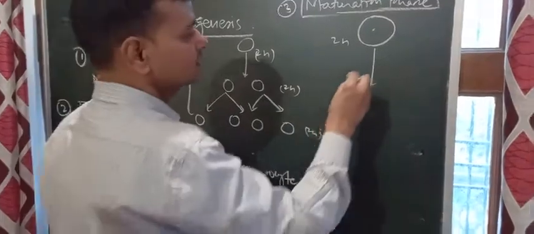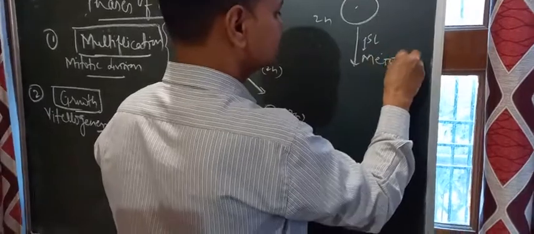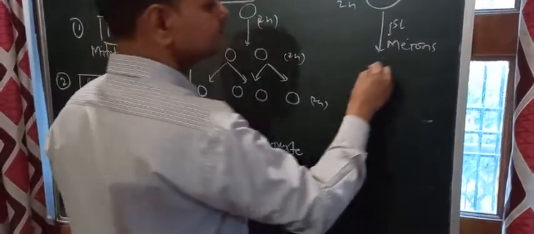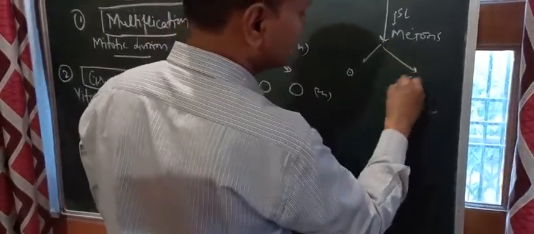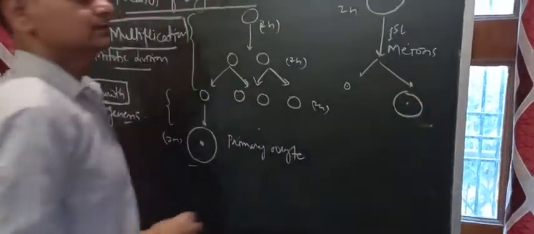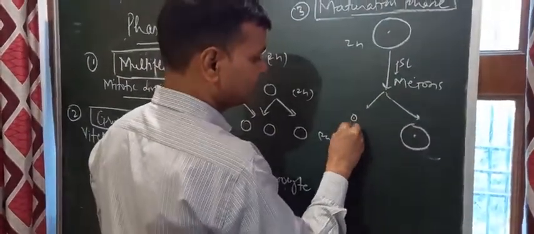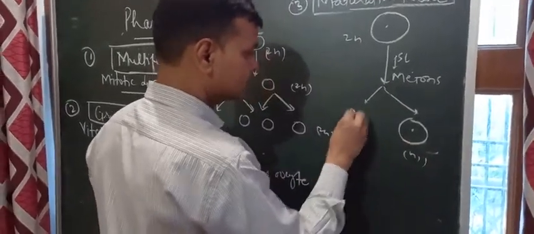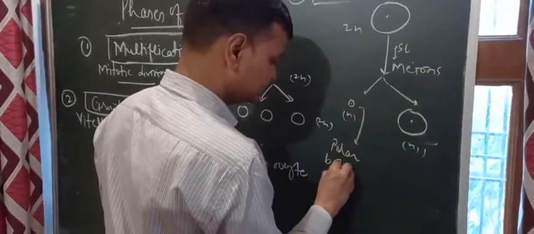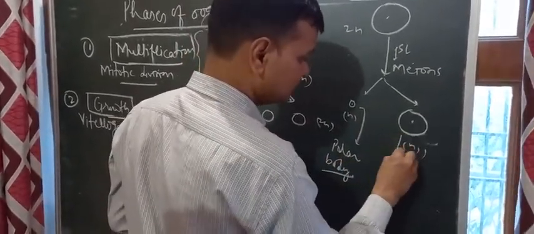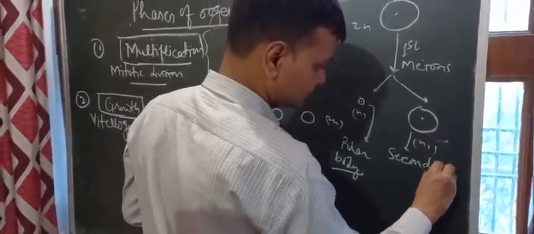Here there will be the first meiosis, and this first meiosis will form a small polar body and a big secondary oocyte. This is having a haploid content, this is also having a haploid content. This one is the polar body and this one is the secondary oocyte.